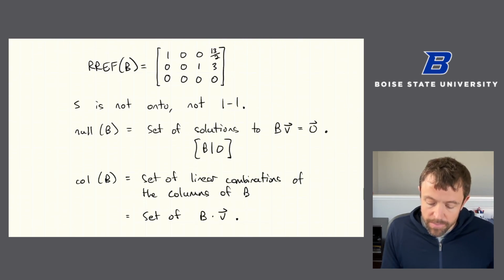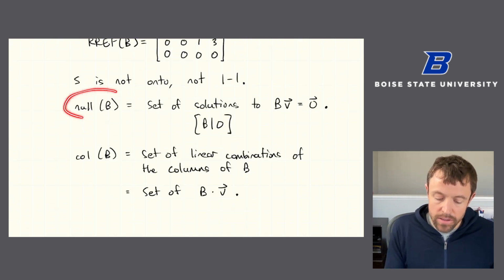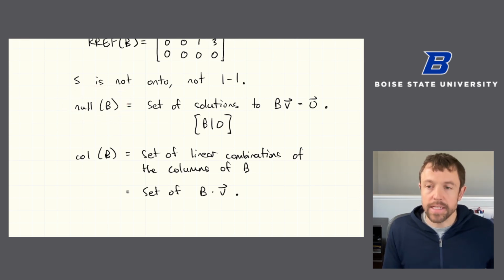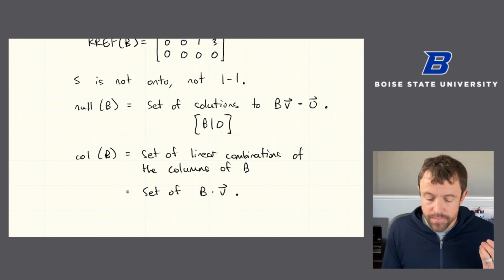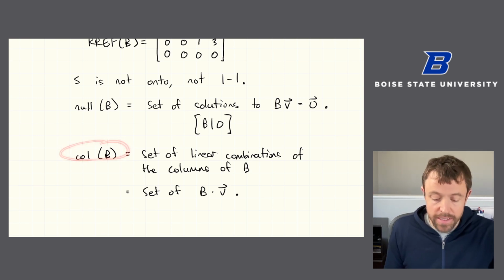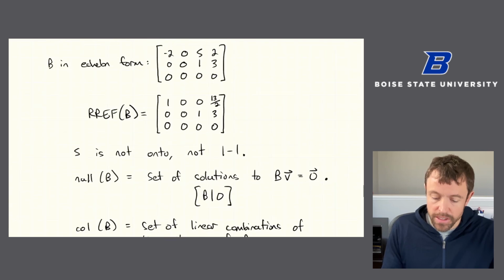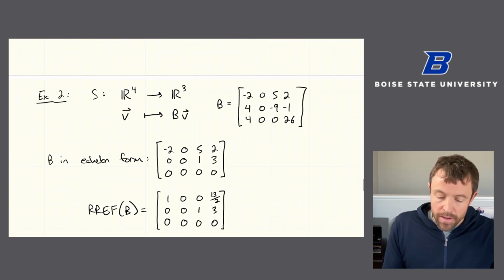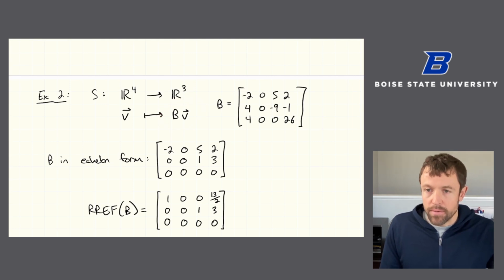And so in our example, this is why the null space of B is the same as the null space of the transformation, and the column space of B is the same as the range of the transformation, because the range of the transformation is all possible outputs we can get, which is all possible B times V.